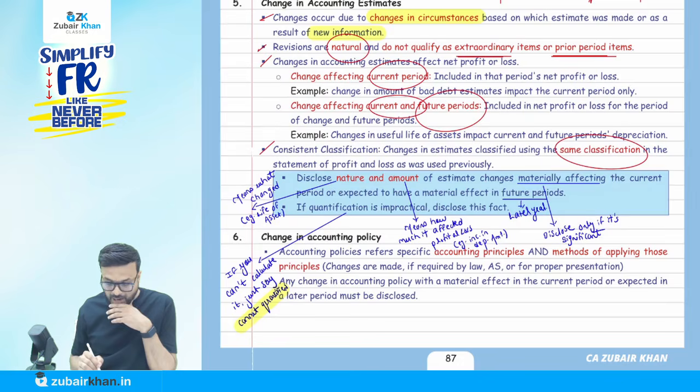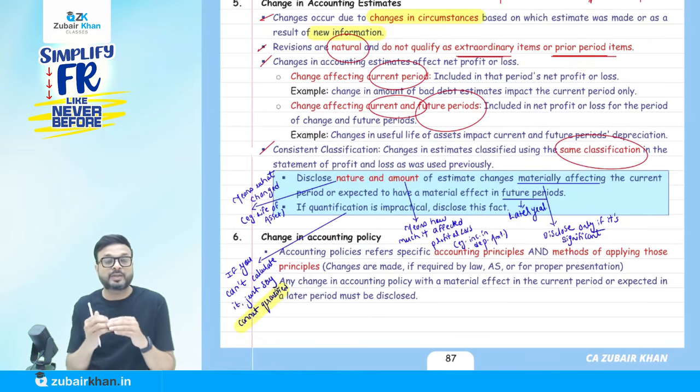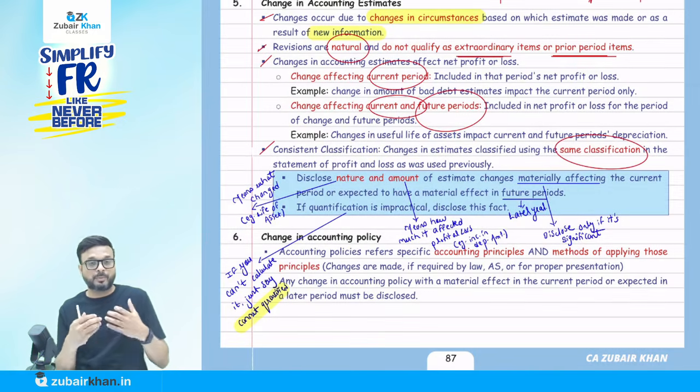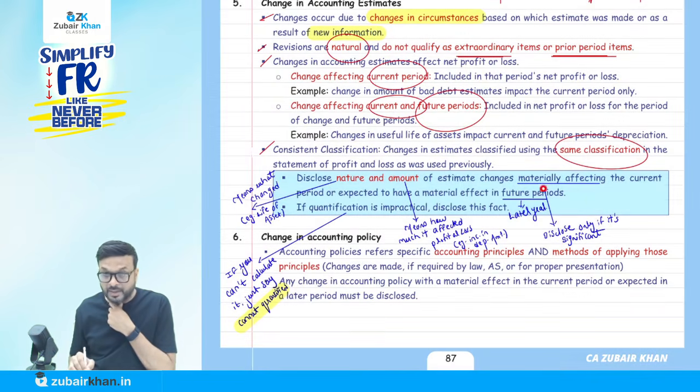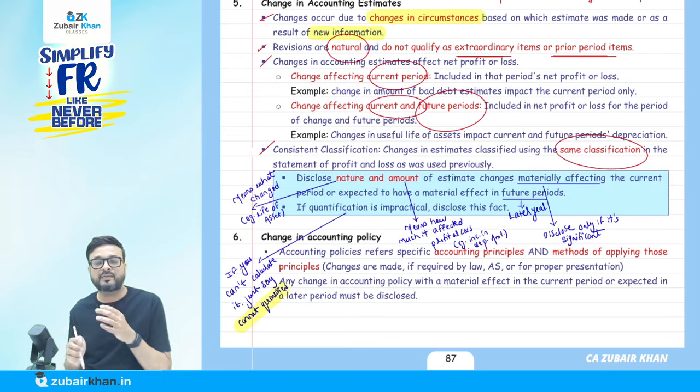Amount means how much my profit or loss is going to be affected due to the change in accounting estimate. Material effect means disclose only if it's significant.